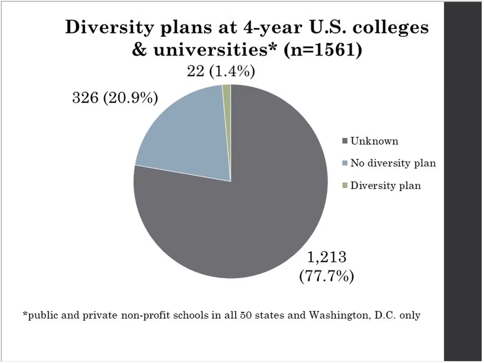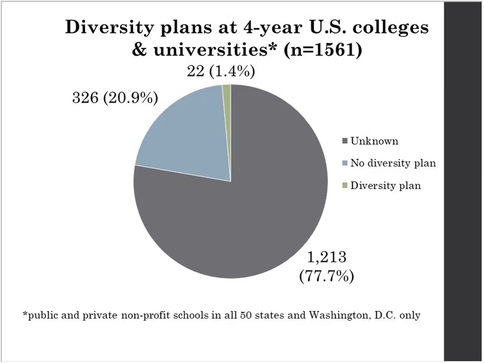I also limited my search to the main undergraduate library for each college or university and didn't include special subject libraries if there were separate plans for those. So in my final analysis, I ended up getting 22 diversity plans from 22 different schools, which is not very many, as you can see from this chart.